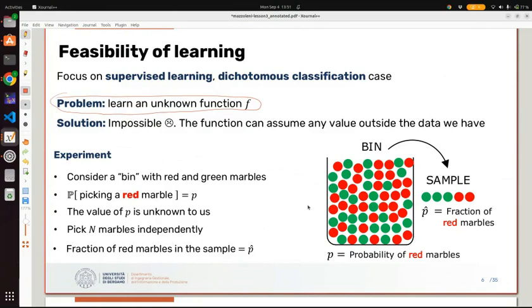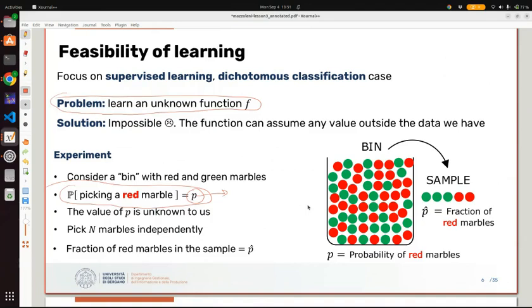Okay, imagine I want to do this analogy. This is a bin with a lot of balls, green and red. And the quantity you would like to know is the number of red or the number of green balls. That is the probability of picking, let's say, a red marble. So this P is the number that you would like to know, but you do not know. How could you try to know this number?